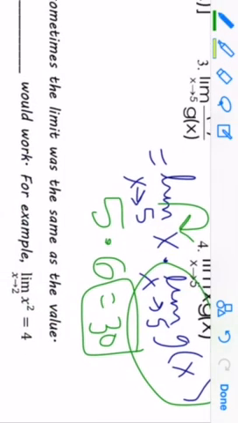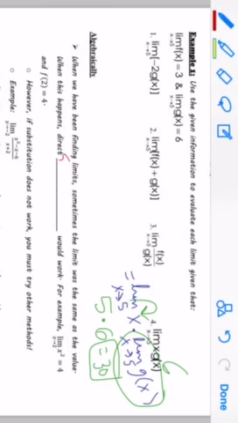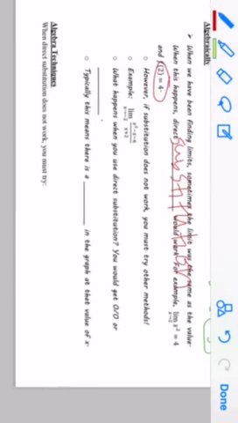Okay? All right. So when we have been finding limits, sometimes the limit was the same as the value. When this happens, direct substitution will work. For example, if we wanted to find the limit as x approaches 2 of x squared, it would be 4 because we're just directly substituting in 2 and getting 4. However, if substitution does not work, you must try other methods.